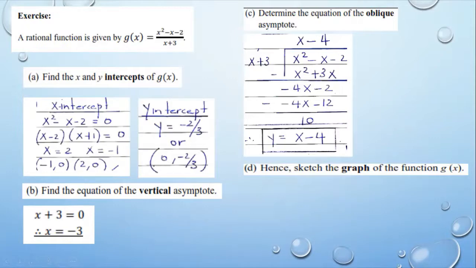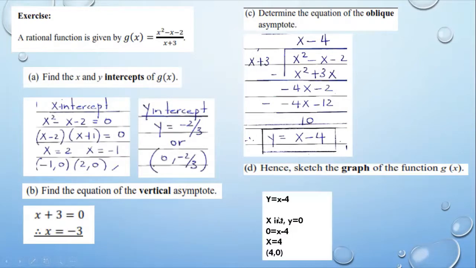Now in order to sketch the graph of the function, you have to find the x and y intercept of this oblique asymptote. So that's what I have done here. To find the x-intercept, this was our equation. Put y equal to 0. In place of y, put 0: 0 = x minus 4. Answer will be positive 4. So (4, 0) is the x-intercept.